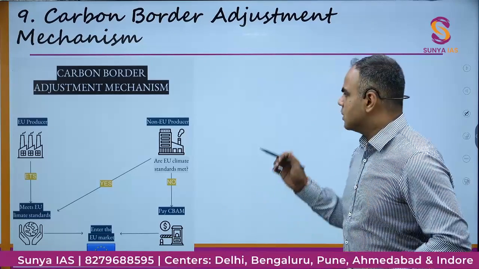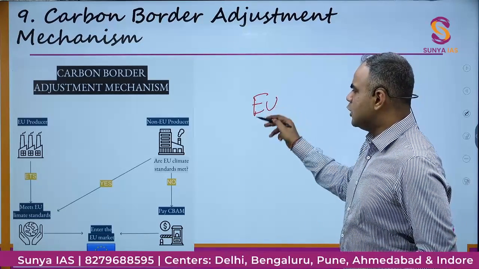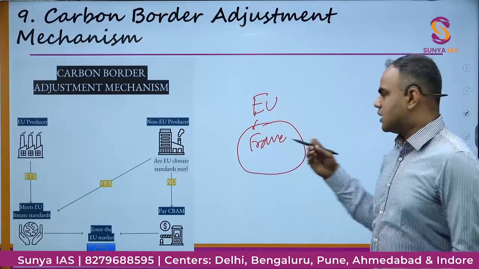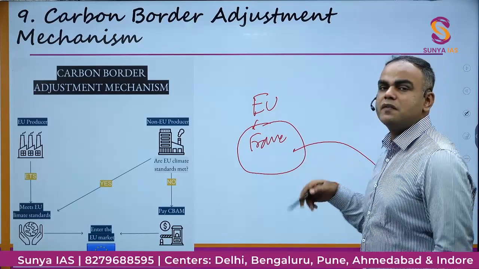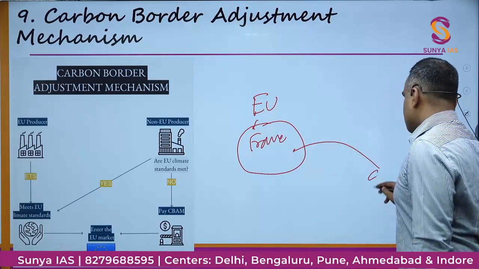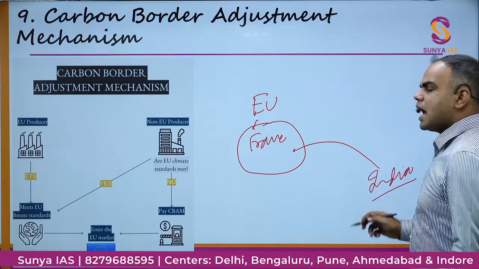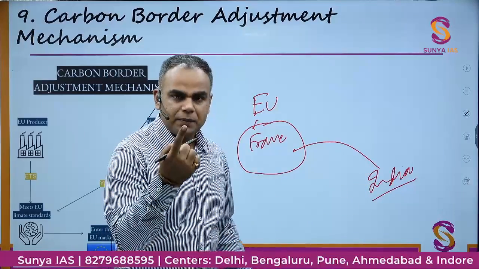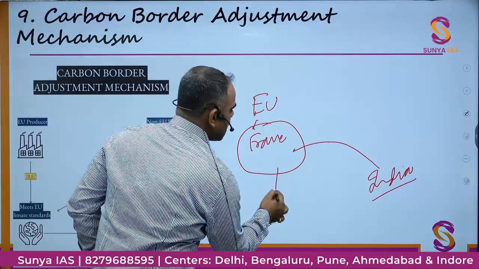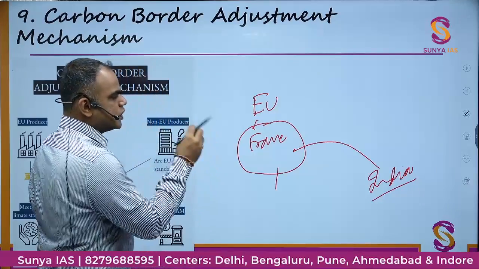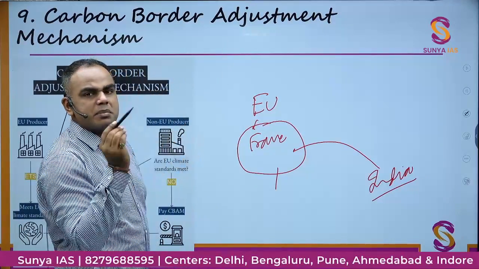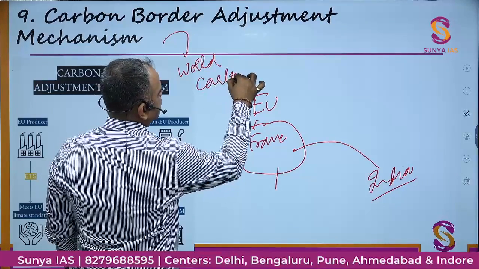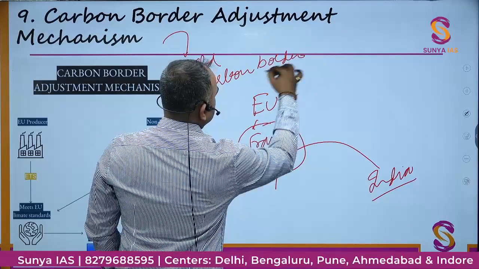So what is this? Let's say this is the EU, and in the EU you have, let's say, France. France is importing a product from another country. Now if France feels that a product from India is using old technology, and because of that the carbon emissions in this product are high, it can impose a tax on it. So this is known as the carbon border adjustment mechanism, also known as the world's first carbon border tax.